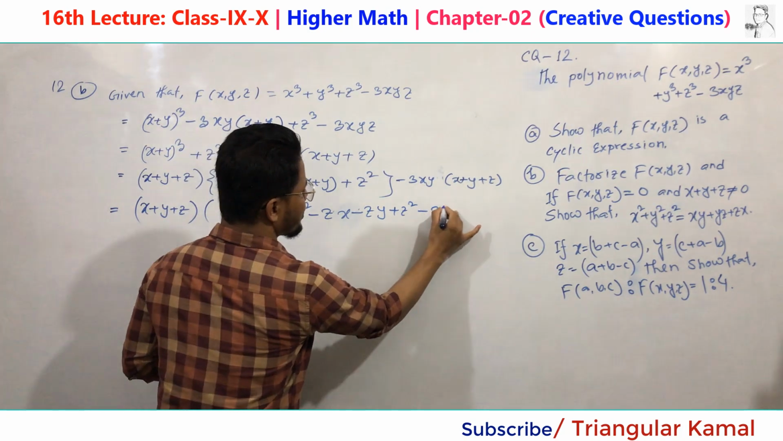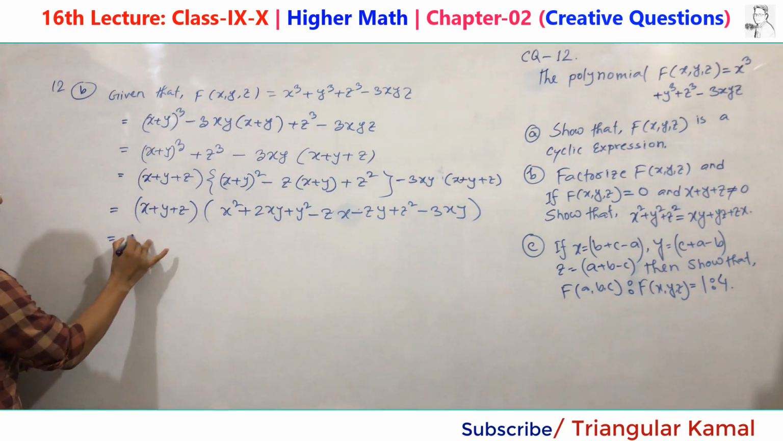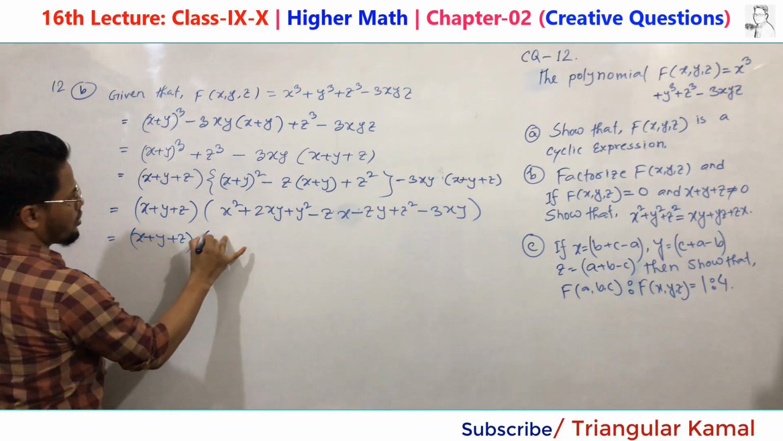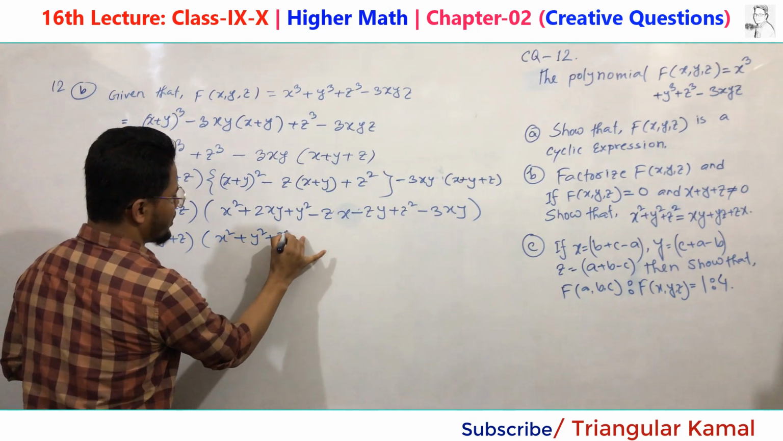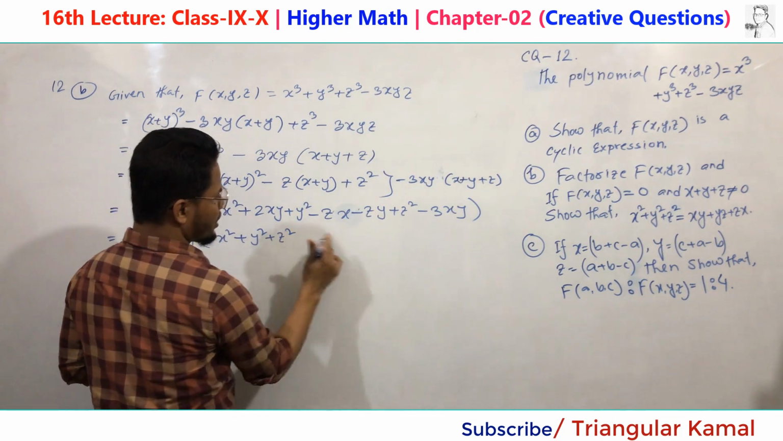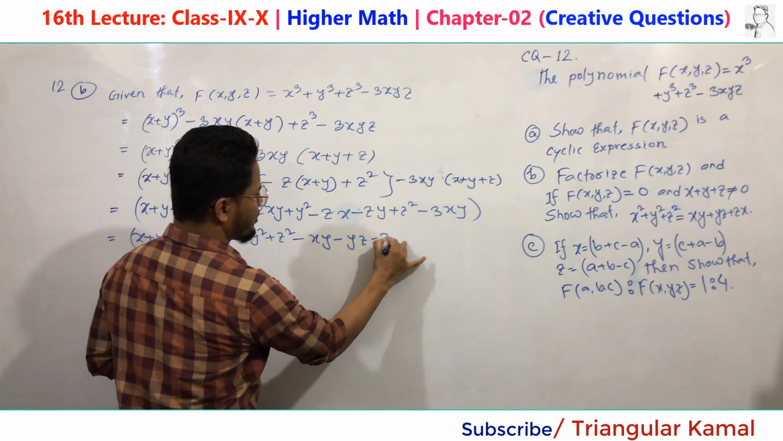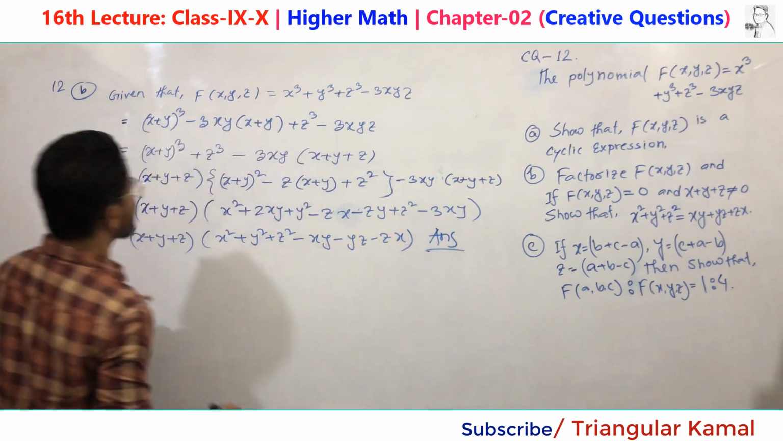and here remaining 3xy. Now do simple calculation here: x plus y plus z times x square plus y square plus z square, and there will be minus twice xy minus 3xy, so you can write minus xy minus yz minus zx. Actually this is the answer of the first part.